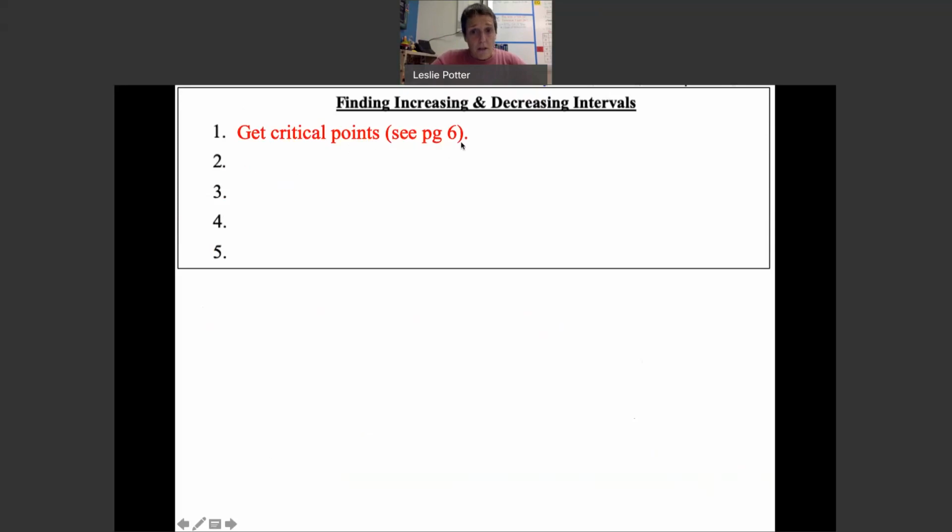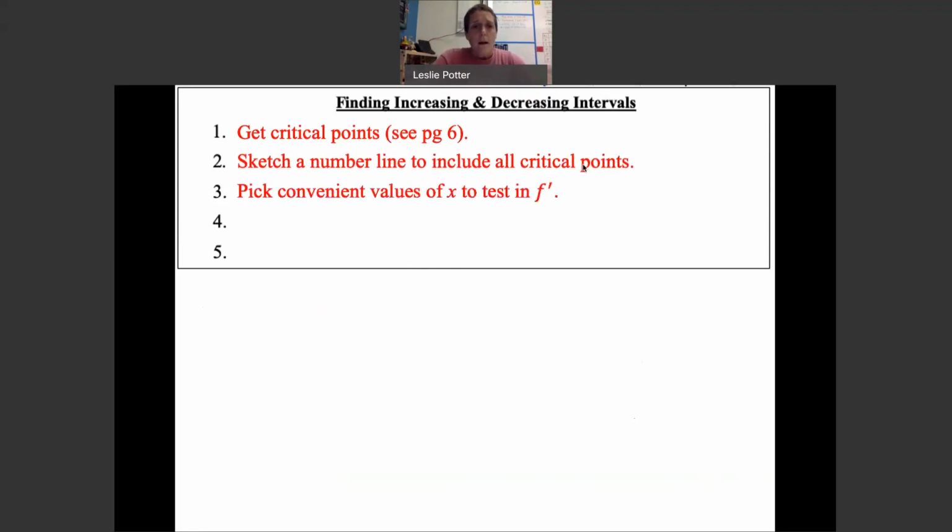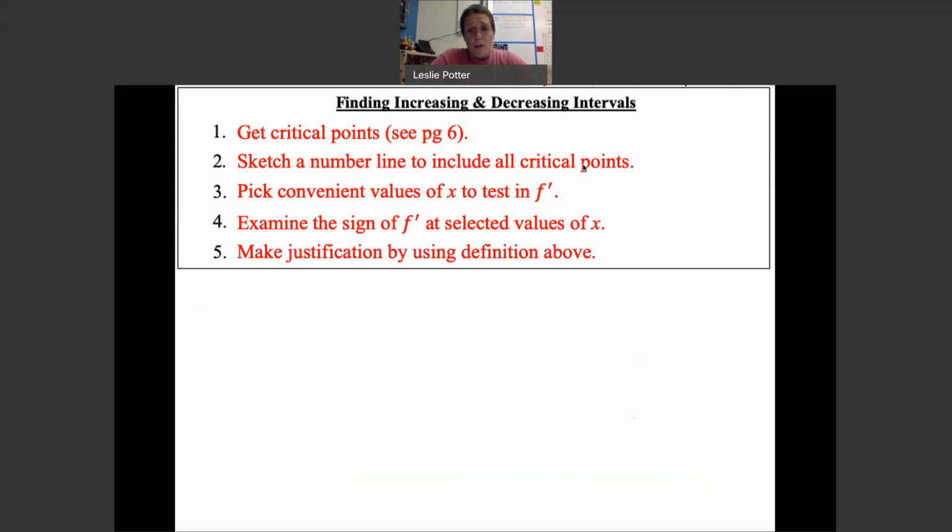So I'm going to refer you back to page 6 for that process. And then if we don't have a graph, we need to sketch that number line. Put down all the critical points on that number line so that we can start testing in between. We call that the derivative number line. And then we're going to test those points in our derivative expression. And then we're going to do some math, basically, and examine the sign of f prime. I mentioned it a little earlier. It's not really important to know the value, but we just need to make sure we can determine whether it's positive or negative. And then we make our justification by using the definition of increasing and decreasing functions.